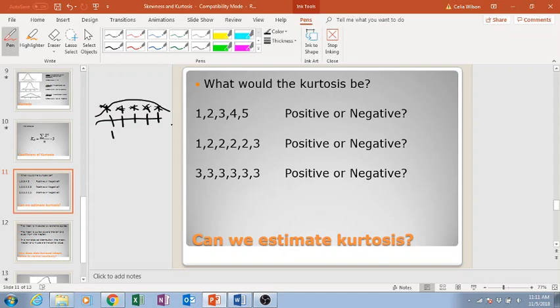Remember your little rhyme, flatty, platy. If it's platykurtic, it would be negative, right? Negative. All right, so let's do the next one.